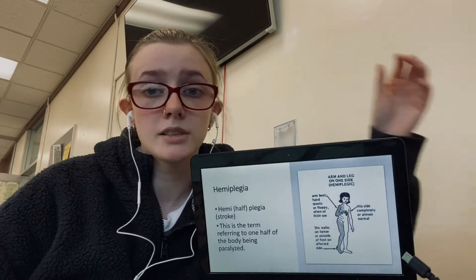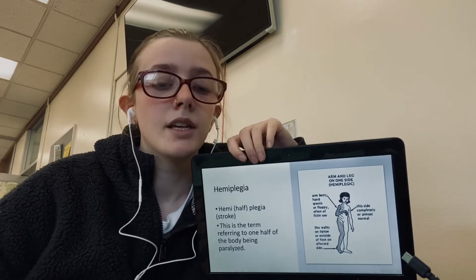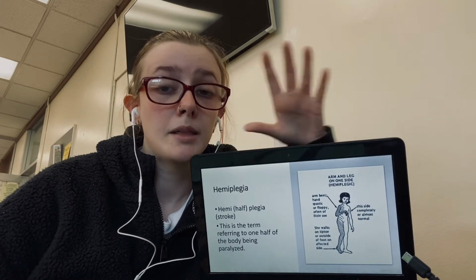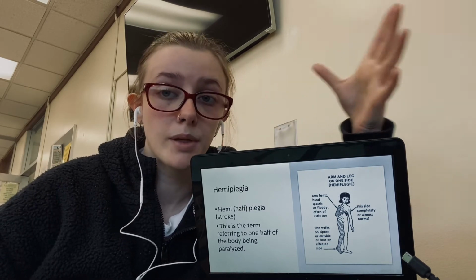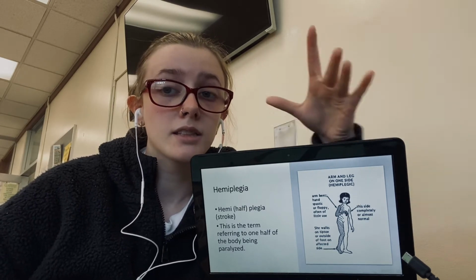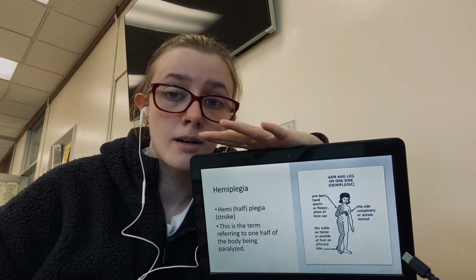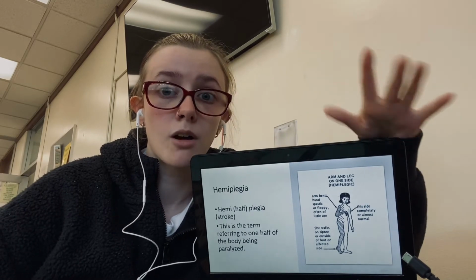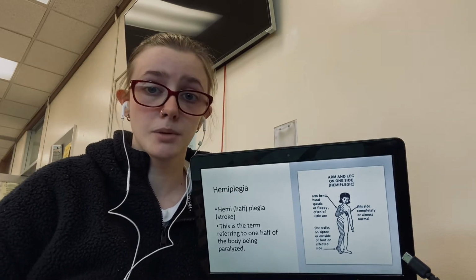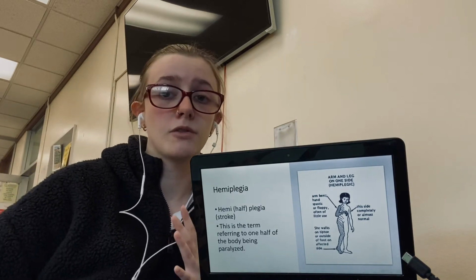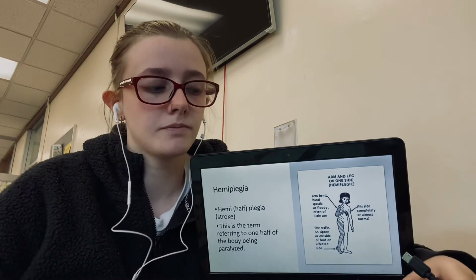The first one is hemiplegia, hemi meaning half, plegia meaning stroke. This means that half of the body is paralyzed. In cases like this, the other half that is not experiencing plegia is often at 100% function. So if it's your left side experiencing plegia, your right side most often has 100% mobility.